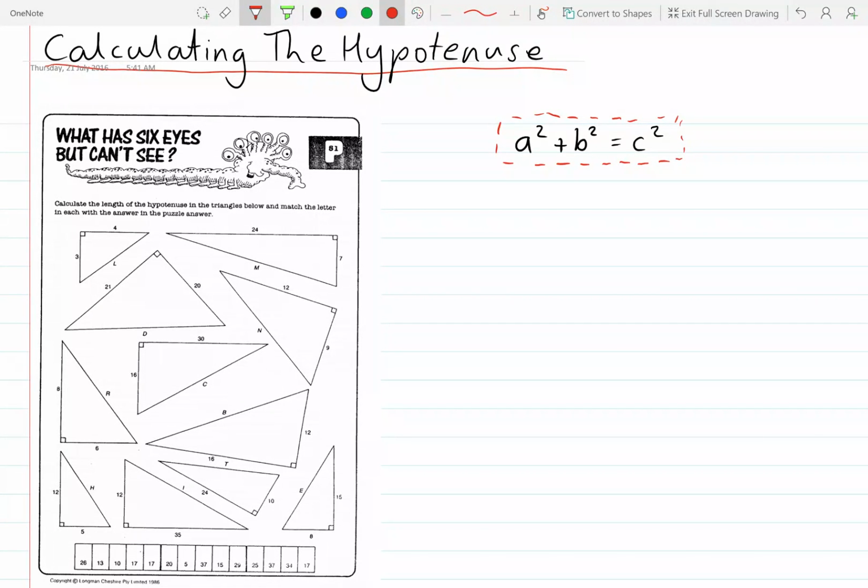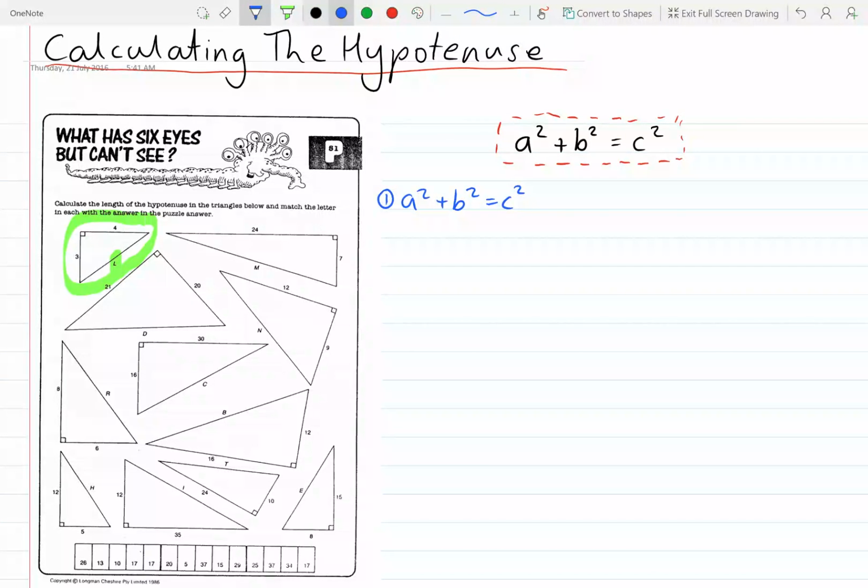Okay, so the first thing we do is write the formula. a squared plus b squared equals c squared. Now write that down for each question so that I know what I need to find out and what I'm going to do. This is my instructions. Okay, so we'll do this question here and we'll find the L, the hypotenuse.